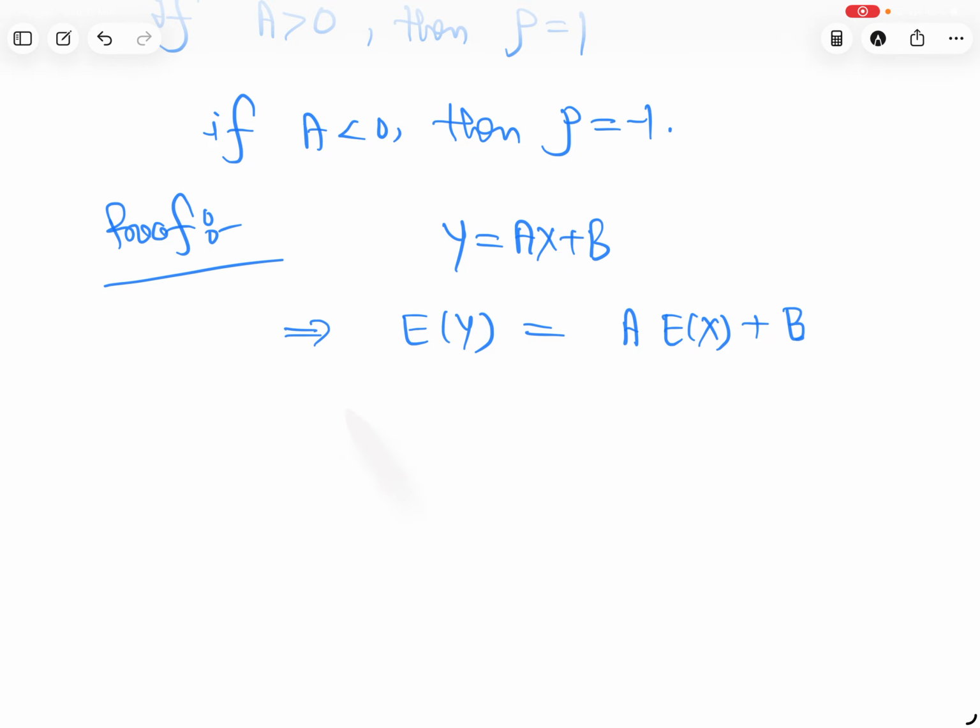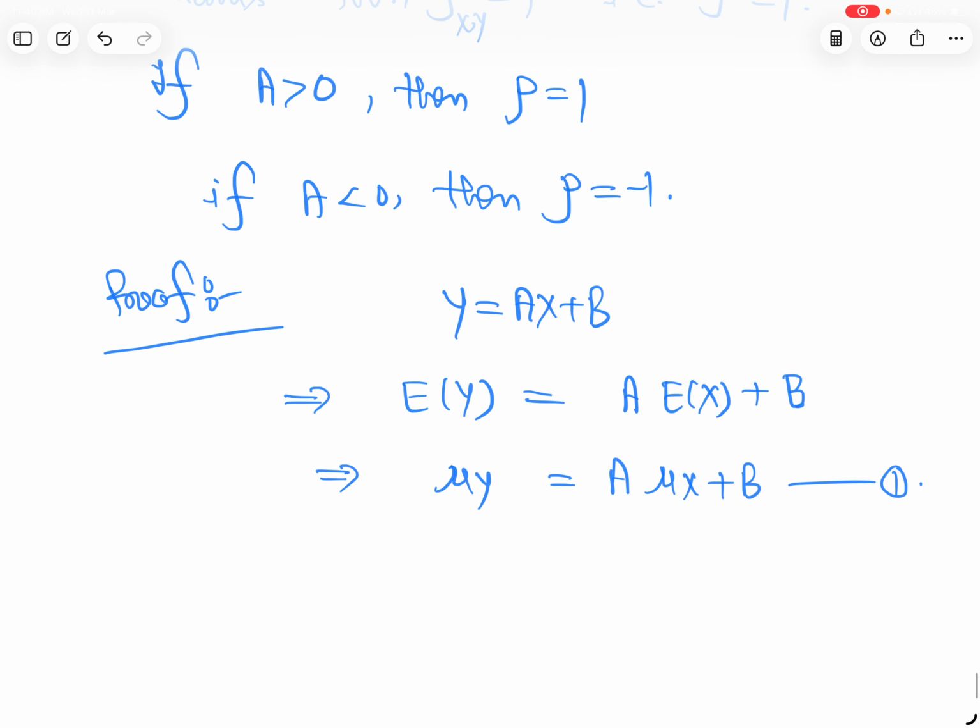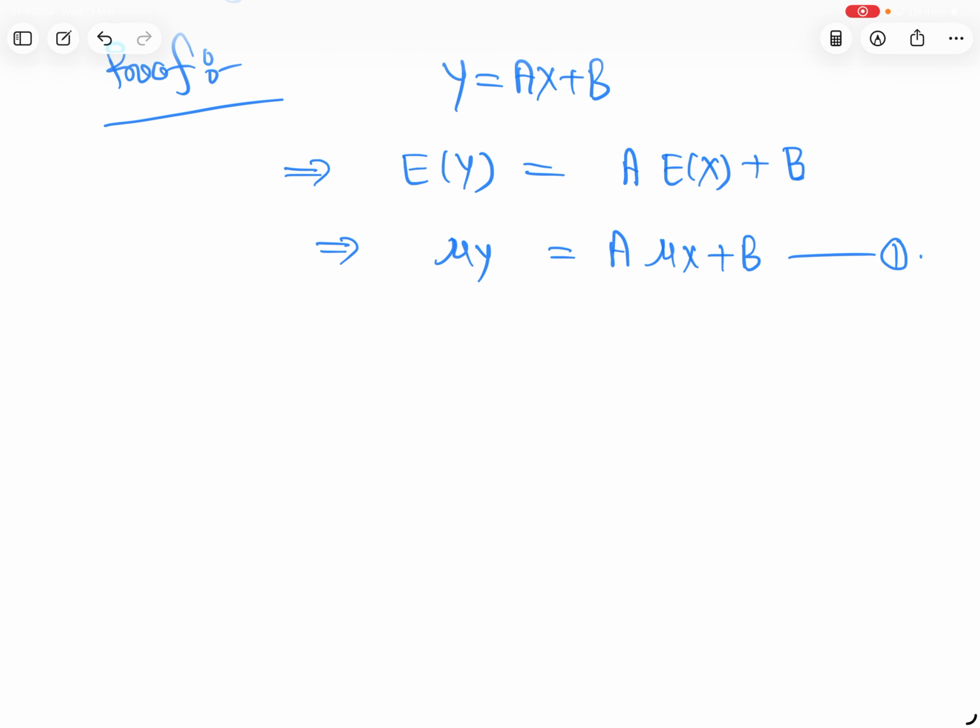So what does it mean? It means mu y is equal to a times mu x plus b. Let's call it equation 1. Now variance of y. What is variance of y? Variance of ax plus b. What is this?